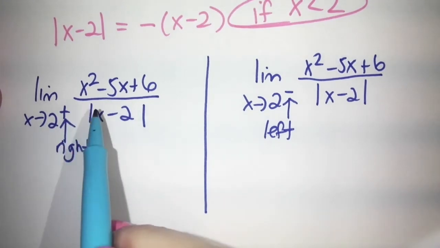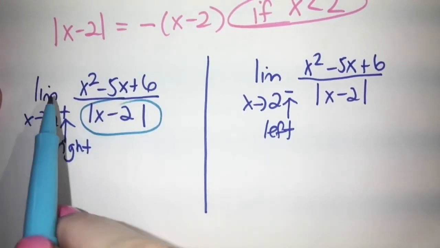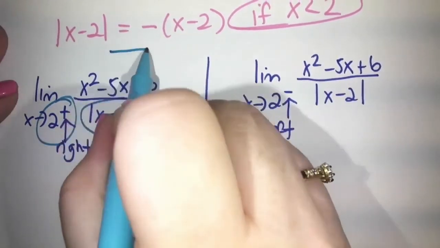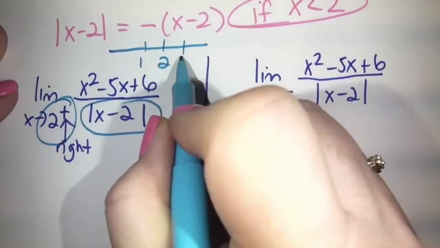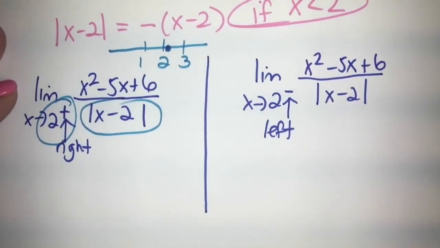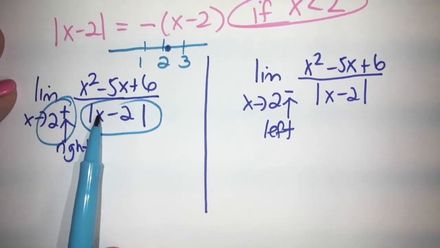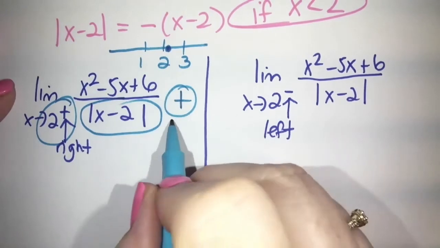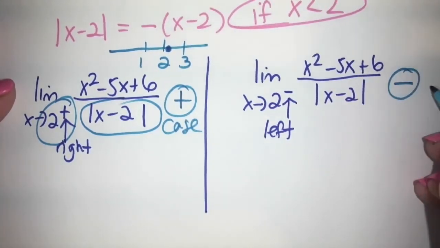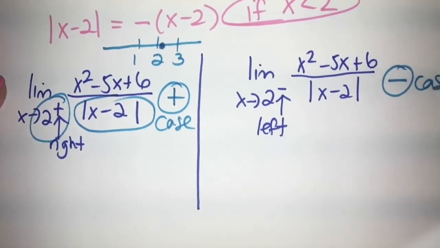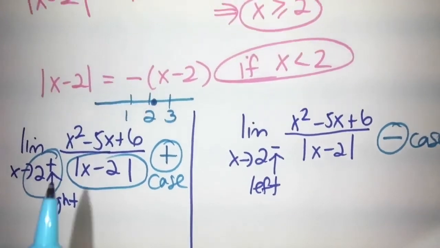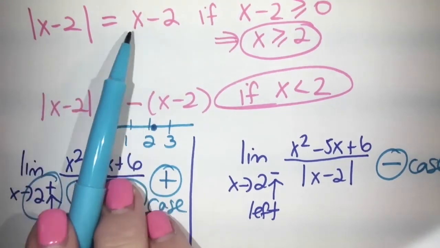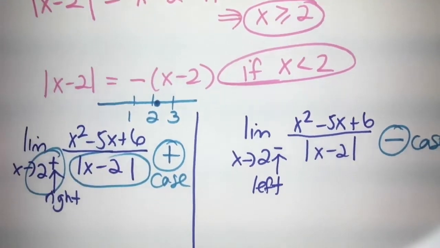So here, if we want to take the absolute value and x is approaching 2 from the right, if we look at a number line, 2 from the right is something like 2.1. You put 2.1 in here, 2.1 minus 2 is positive. So this is the positive case. And that means this is the negative case. So in the positive case, we take the absolute value of a positive, we don't do anything, right? The absolute value of x minus 2 is just x minus 2 if it's a positive.